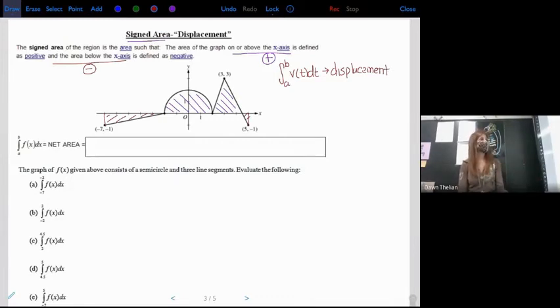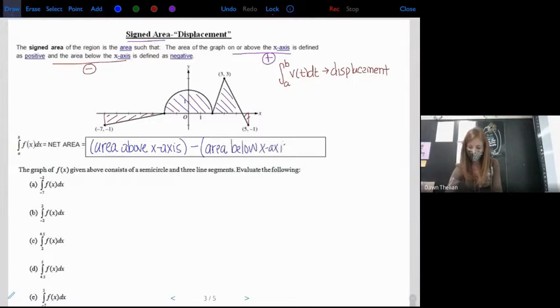So when you're asked to do an integral from a to b of f of x dx, it's really asking you for the net area on that interval. Basically, you're going to take the area above the x-axis and then subtract area below the x-axis. I want you to keep it with that, area above minus area below.